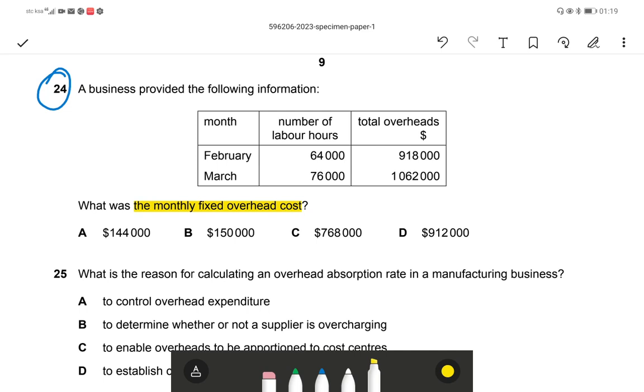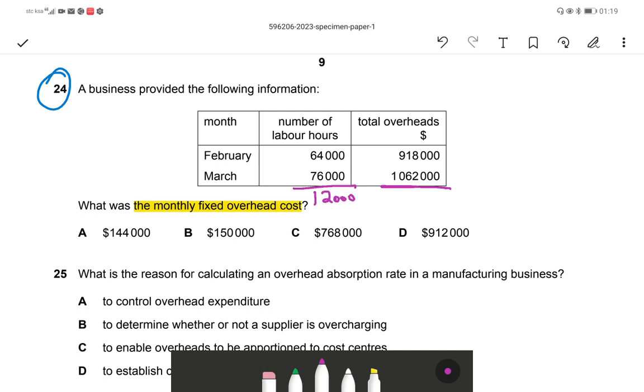So here they are given the overhead cost. This includes the total fixed cost also included in the overhead. So we have to check what is the difference. February to March, the difference is 12,000 in the number of hours. How much is the difference in the overhead? Because the fixed cost will be the same, only the variable overhead will change with labor hours.